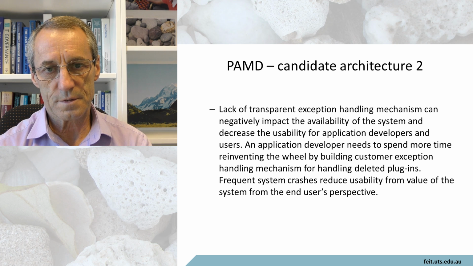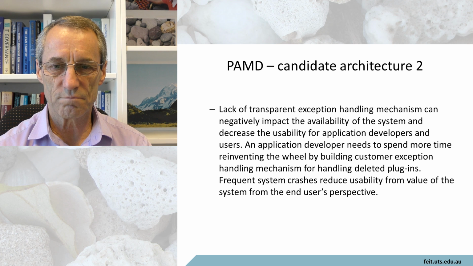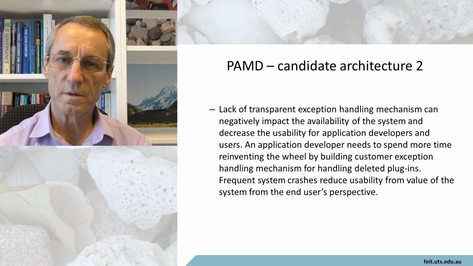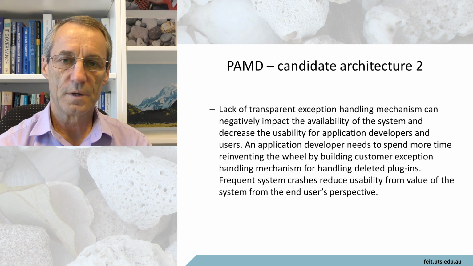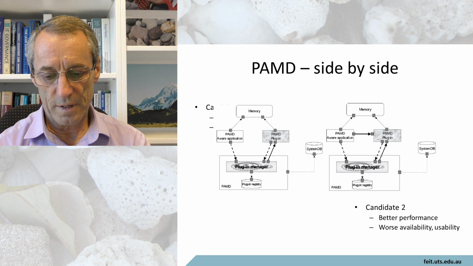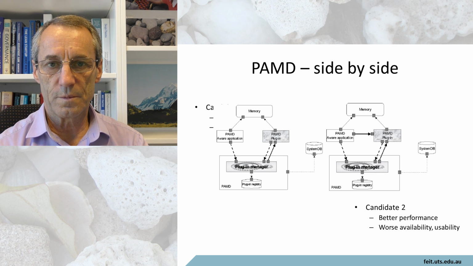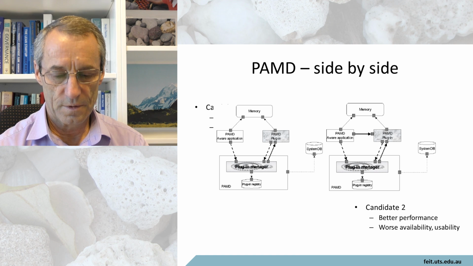So you could look at it and say, well, how likely is that, and how important is that, and decide whether your speed is more important than the usability and availability. Putting them two side by side, it looks like that. Candidate 2 has got better performance, but is worse in just about every other respect.